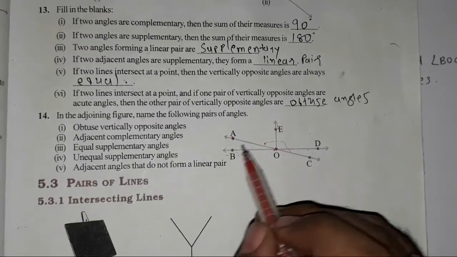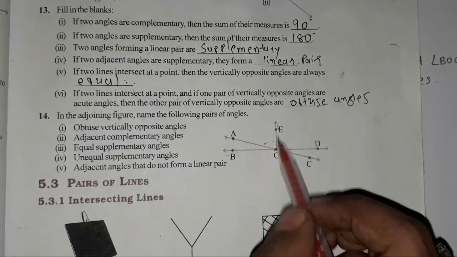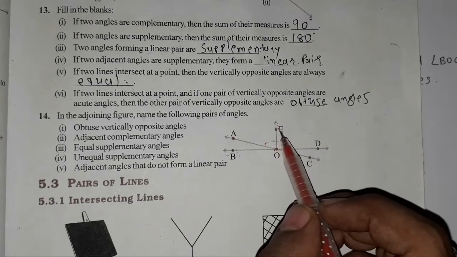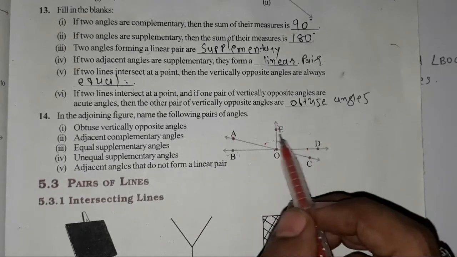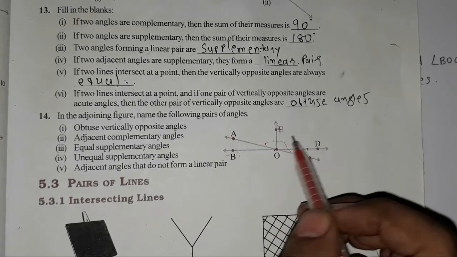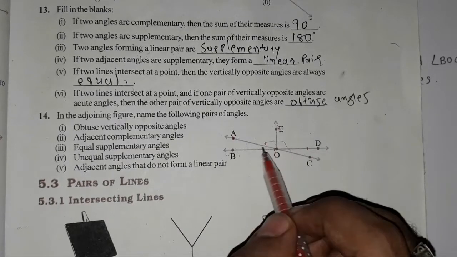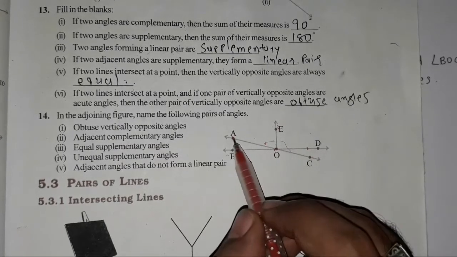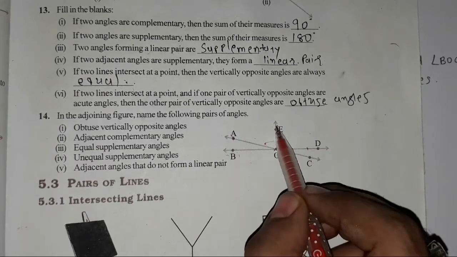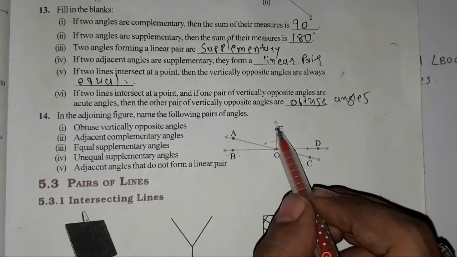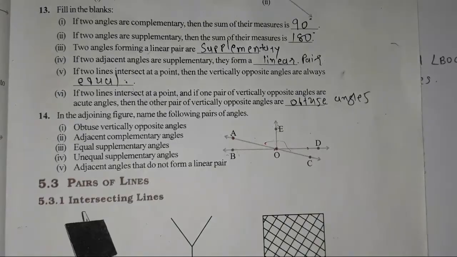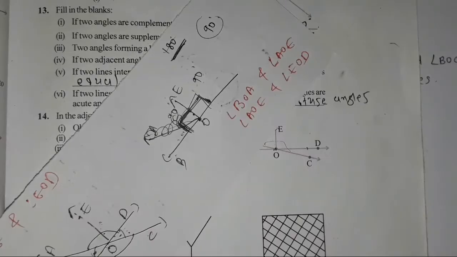How? Here you may see, for the first pair, the common vertex is here, the common arm in both angles is here, and the non-common sides on either side of the common arm are here. So the three conditions for adjacent angles are satisfied. So the first pair of angles will be angle AOE and the other one will be angle EOD. So angle AOE and angle EOD is my second pair.